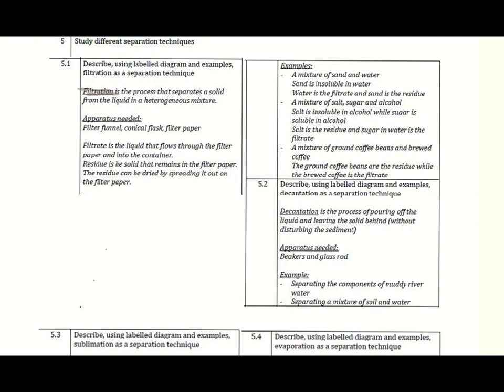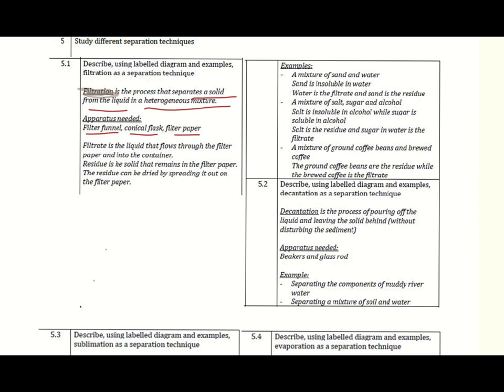For example, filtration. This method can be used to separate a solid from a liquid in a heterogeneous mixture. So if you have a solid insoluble in a liquid, you can use filtration. The apparatus needed: filter funnel, conical flask, and filter paper.